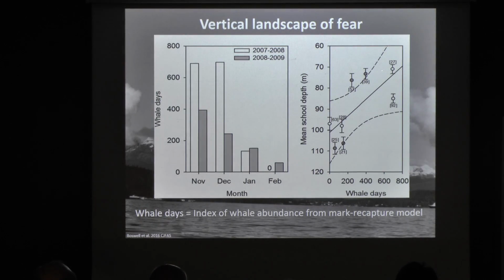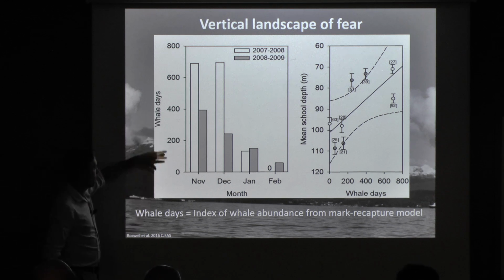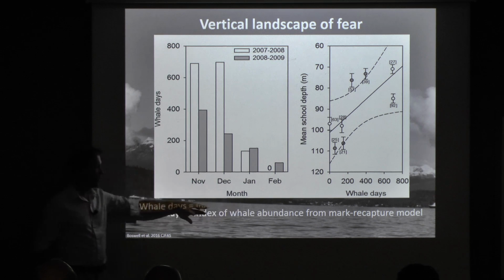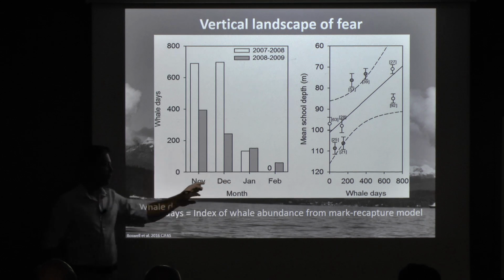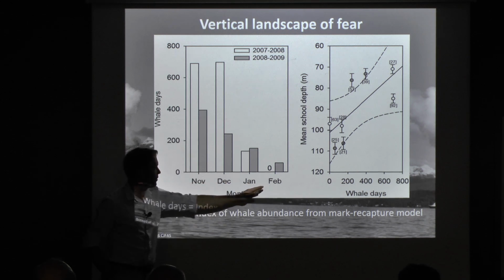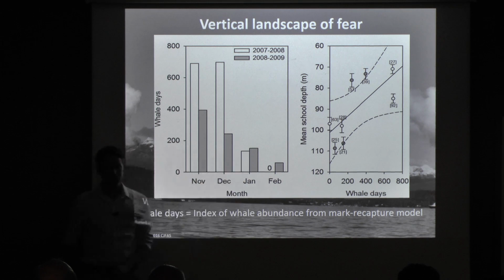And what we notice is that when we think about the whale population estimate, this is whale days. This is an index of whale abundance from the mark-recapture model. Think of this as our population estimate of whales. As you can see, as the winter progresses, there's a precipitous decline in whale abundance. Makes sense, because they're heading down to Hawaii to hang out in the sun.